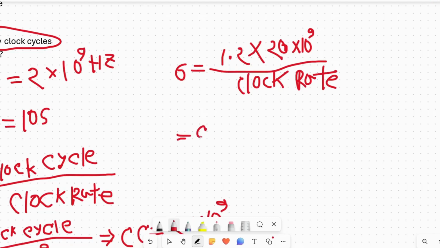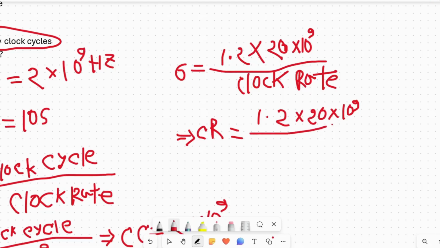So clock rate, just write CR, then 1.2 into 20 into 10 to the power 9, then divided by 6. That's fine. Calculate the value. What do we get? 1.2 into 20 into 10 to the power 9, then divided by 6. We get 4 into 10 to the power 9 hertz.